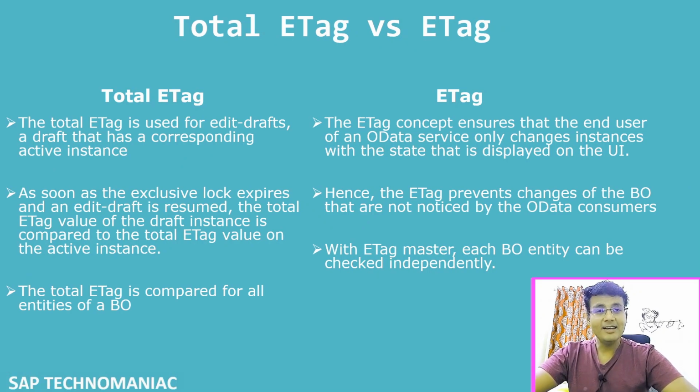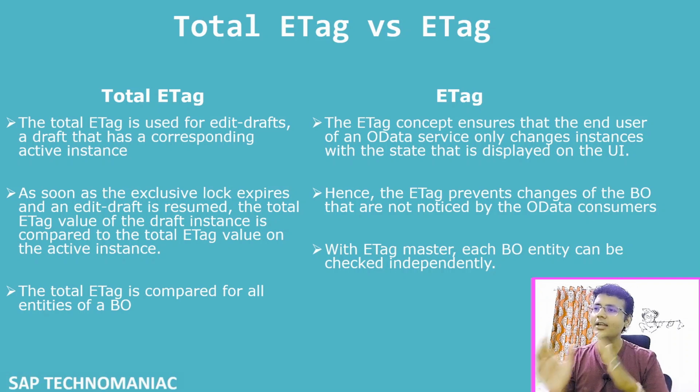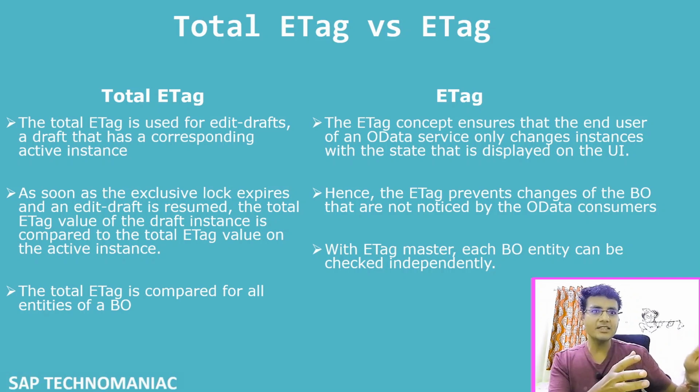We also discussed one ETag in my previous video. What is the difference between this Total ETag and ETag? The Total ETag field is only useful when you are changing the draft data to active data. But there is some application which is not using the draft concept, which is only using the normal ETag, and that application is also modifying that same table.